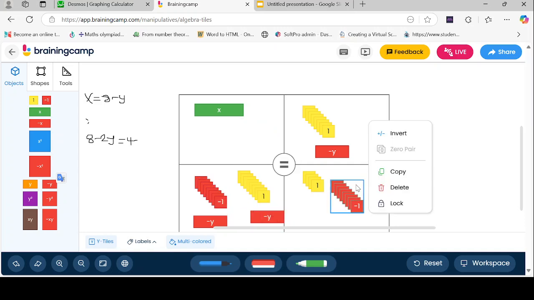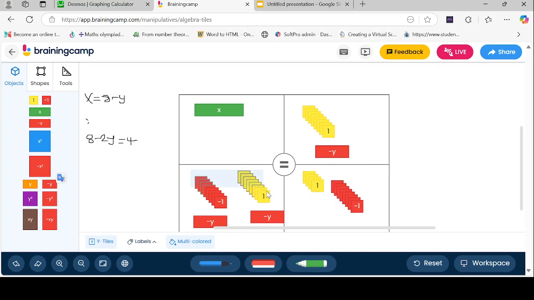Who can tell me why I'm always making a copy and dragging to the other side? Yes, Henry, can you tell us? Okay, good. Well done. You're following. So we are dragging it because we need to balance both sides of the equation. That's good. So we need to balance both sides.